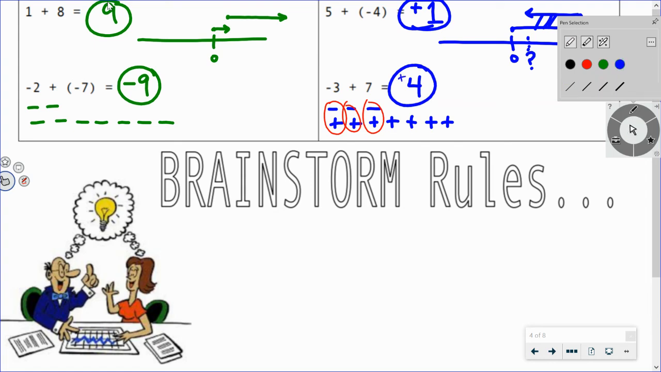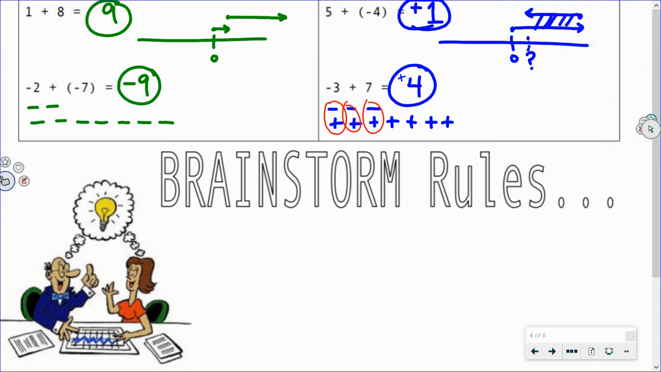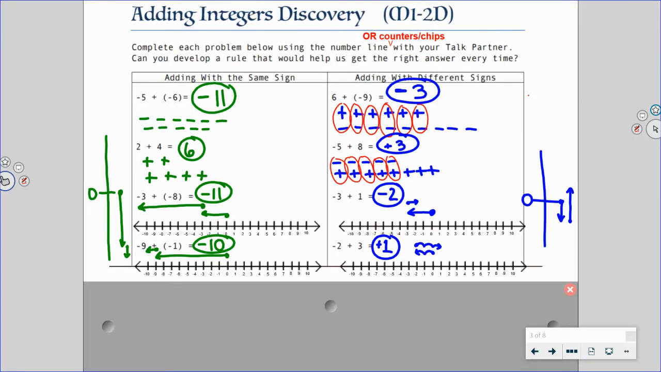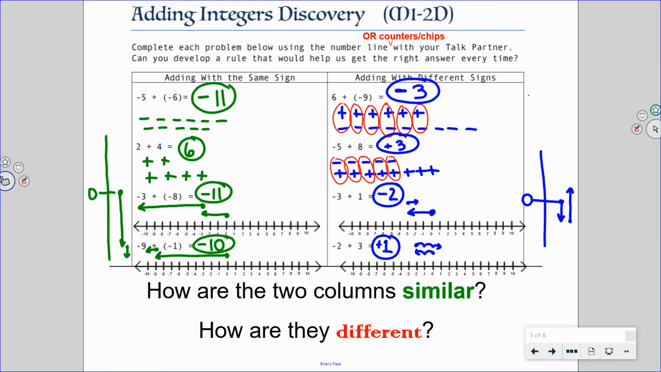And so I'm going to stop right there. You may check your answers, fix your work if you wish. I'm going to go back to the other page, a little bit more problems to look at. And I want you to think about these questions. Look at the green column on the left, look at the blue column on the right. How are those two columns similar? What do they have in common?